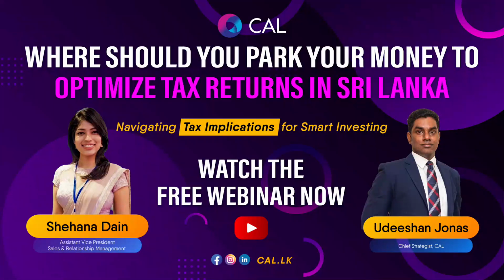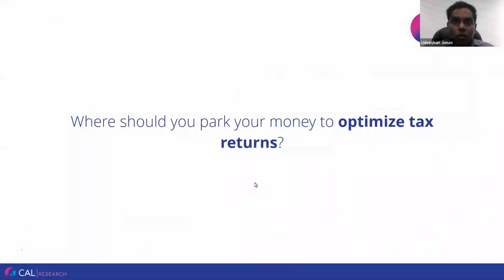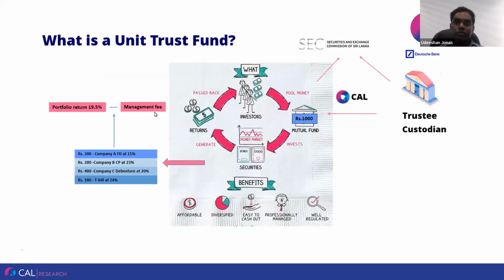So in this context, where should you ideally park your money to optimize your after-tax returns in terms of your investments? We look at a few options. One of the key products that we are talking about here is the unit trust fund. I'm sure most of you would have heard about the unit trust, but let me explain what a unit trust is before we look at how you can effectively manage it in terms of taxes.